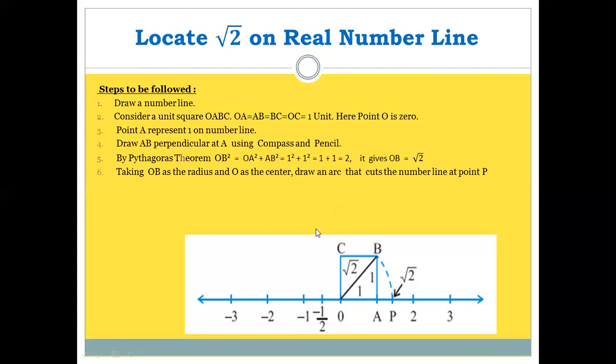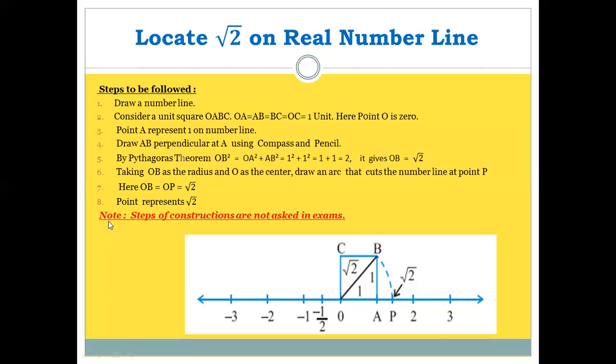And now the next point is, taking OB as the radius and O as the center, we need to draw an arc. So your compass needle will be at point O, and the pencil tip will be at point B, and with OB as the radius, you draw an arc that cuts the number line at point P. So this point P, we can see here OB is equal to OP because both are the same distance, same radius, taking O as the center. And here the point P represents root 2 on the number line. So these are the 8 steps we have to follow to locate root 2 on the real number line.